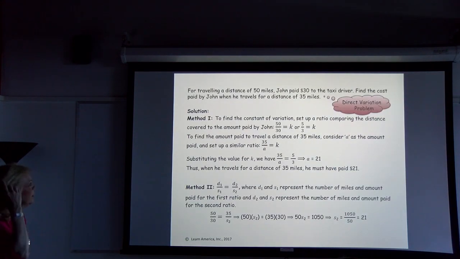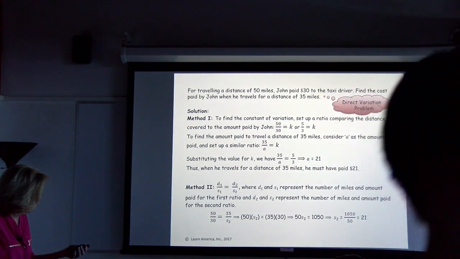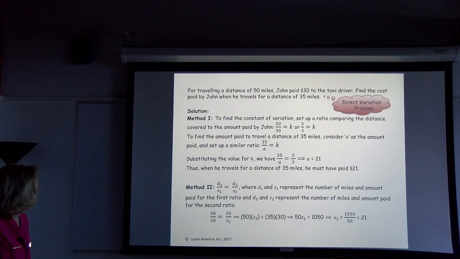Okay, so here's one. You can set different ratios on this. For traveling a distance of 50 miles, John paid $30 to the taxi driver. Maybe it's Uber nowadays. Find the cost paid by John when he travels for a distance of 35 miles. How would you set that up? You want a ratio. If one increases, the other one's going to increase also. The longer he travels, the higher the cost.